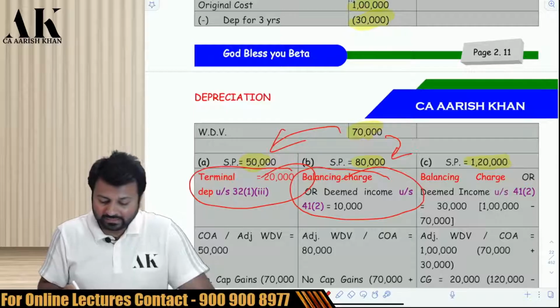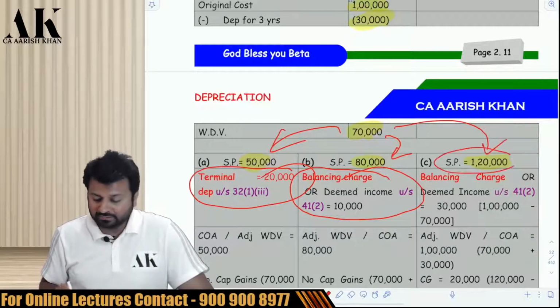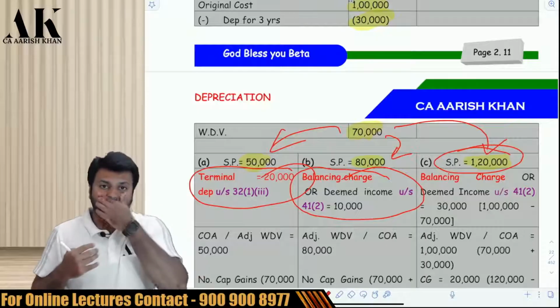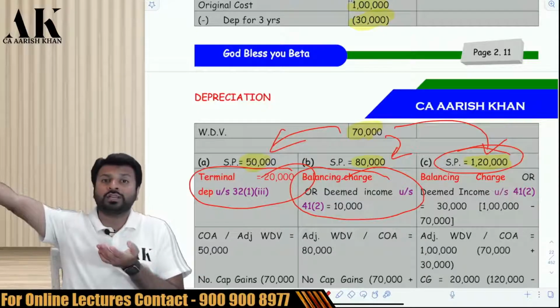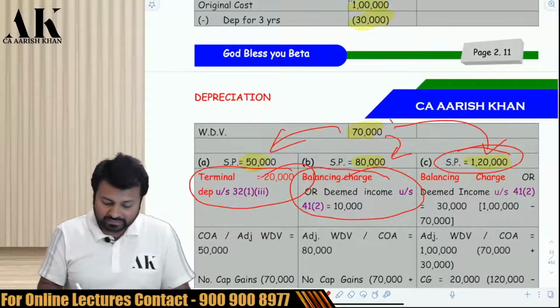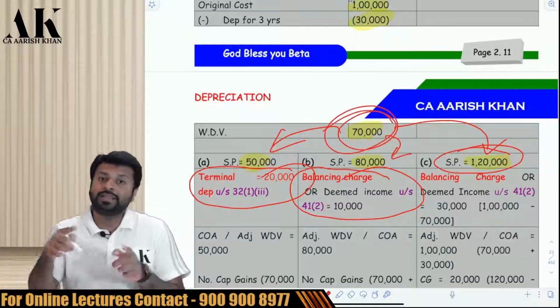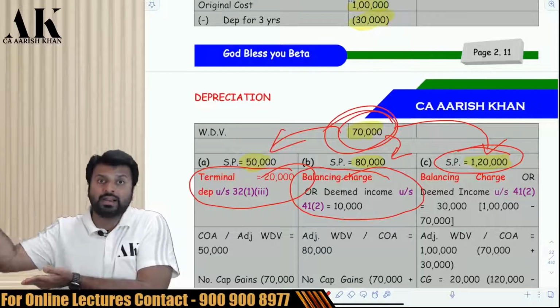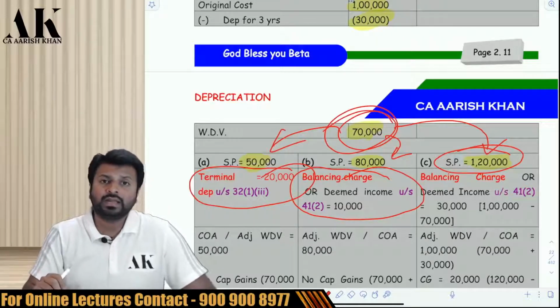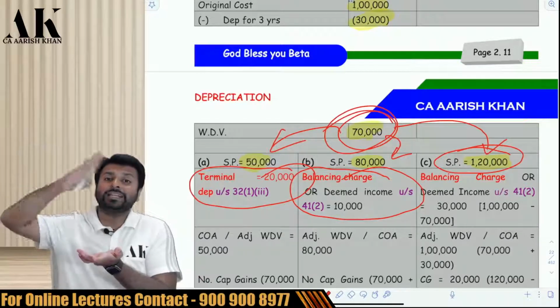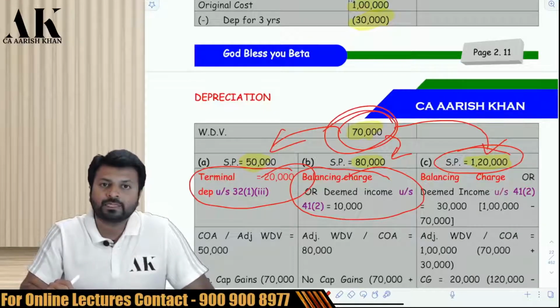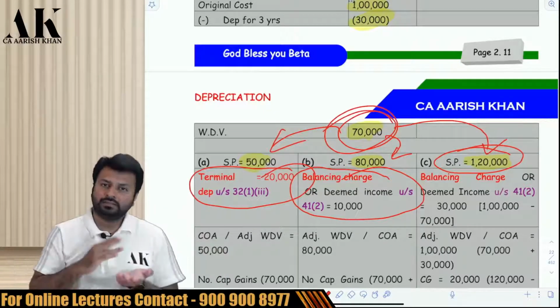And if you sell for more than WDV and even more than the cost of the asset, so if your WDV is 70,000, your cost is 1 lakh, and you are selling for even more than cost, then the difference between this and the cost will be considered as deemed income under PGBP, because that much deduction you have claimed earlier under PGBP under section 32. And the difference between the selling price and the cost, that is 1,20,000 minus 1 lakh, will be considered as capital gains. So if you sell lower than WDV, then terminal depreciation.